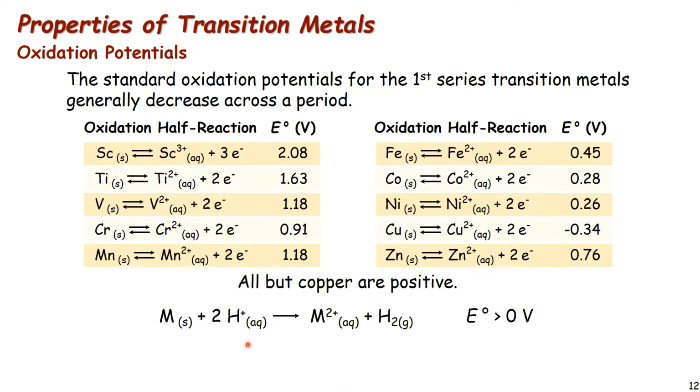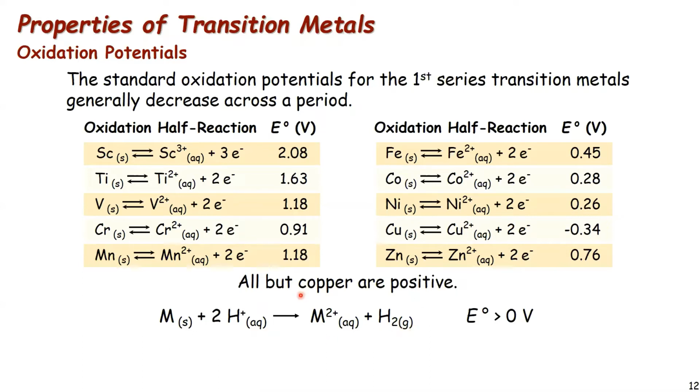So generally, again, we could write it like this. When a metal reacts with an acid, it generally gives up 2 electrons to form hydrogen gas. And again, it's positive, meaning that that's a spontaneous reaction. The ones with the negative oxidation potentials, they don't react with any normal acid. So most of the metals react with any acid to do this.